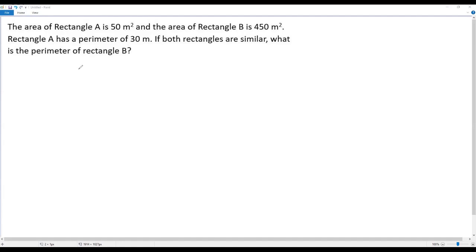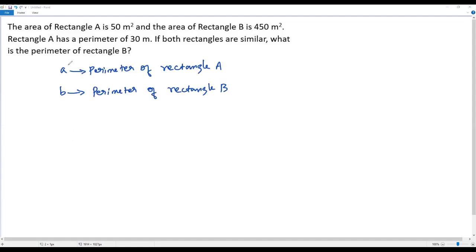Okay, now let me write some stuff over here. I assume the lowercase a is the perimeter of rectangle capital A and lowercase b is the perimeter of rectangle B. Now let me write the ratio of the perimeters. So the ratio of the perimeters of the two rectangles A and B is a to b.